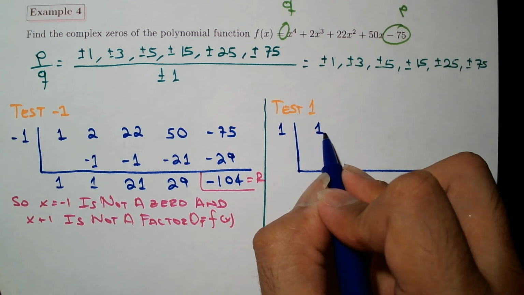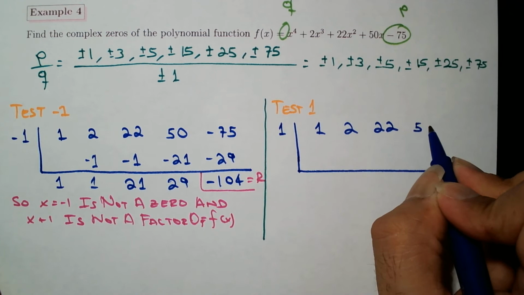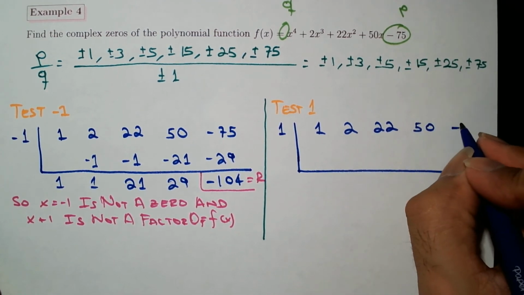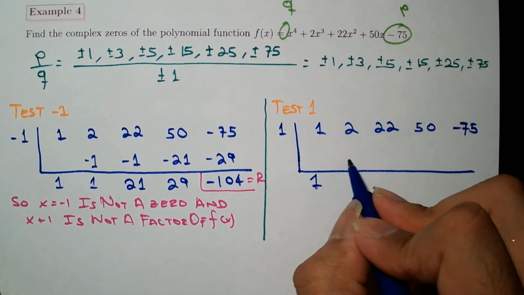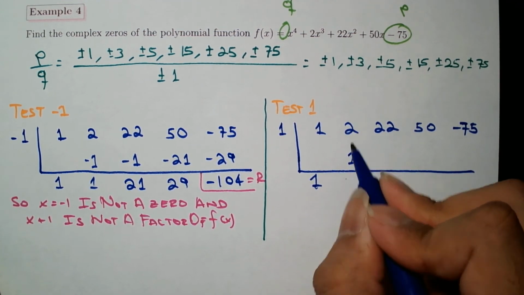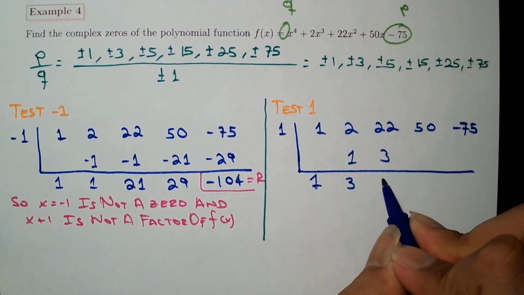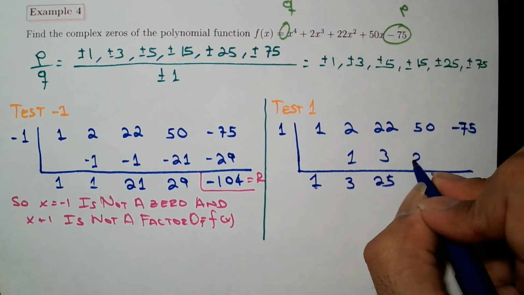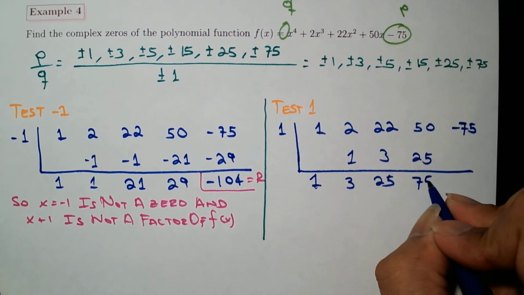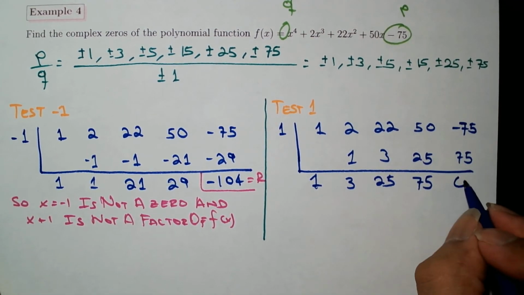So this will be 1, 2, 22, 50, negative 75. Okay, so I'm going to drop the first coefficient, multiply 1 times 1, which is 1, added with this 2. 2 plus 1 is 3. 3 multiplied with 1 to get 3. 22 plus 3, that's 25. 25 times 1, that's 25. Plus 50, that's 75. 75 times 1 is 75. 75 minus 75, nice. This is 0.